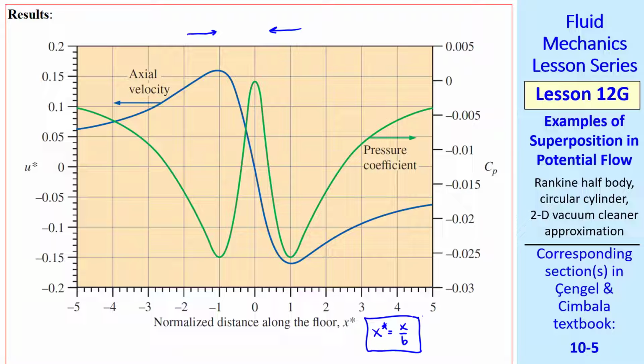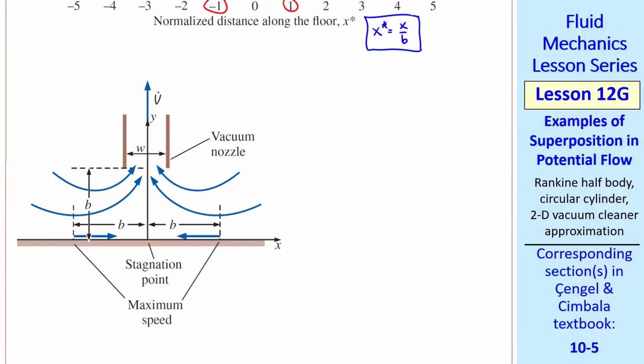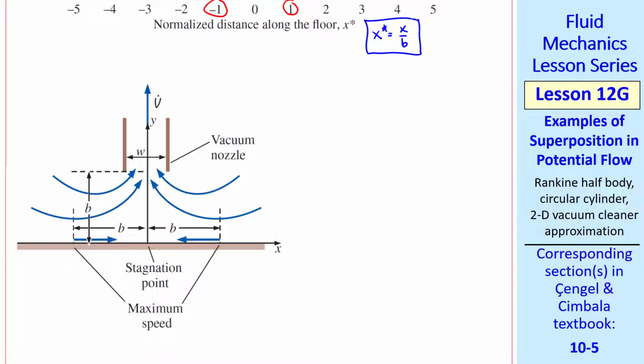X star is defined as x over b, and we see that at x over b equal -1 or +1, we have the maximum speed. And by our most beloved Bernoulli equation, we also have minimum pressure. I sketched this back in dimensional coordinates, and we're predicting that the maximum speed along the wall occurs when x equals b or x equals -b. This is where we expect to get the most removal of the dirt, since the air is flowing fastest across the wall. The point directly underneath the vacuum attachment is a stagnation point where there's 0 speed.